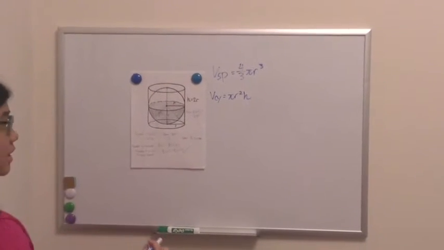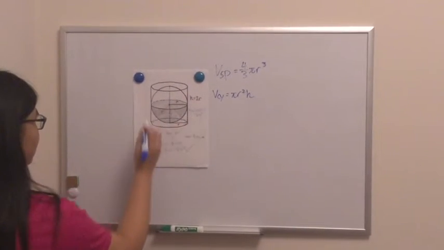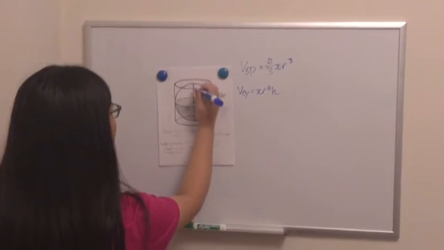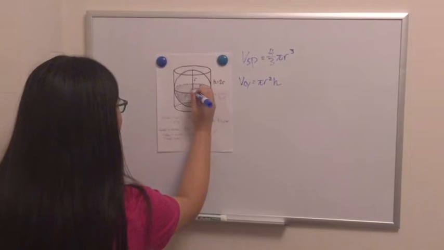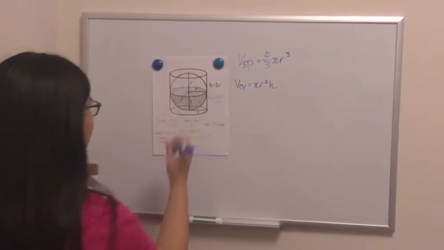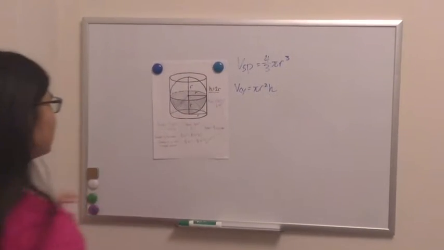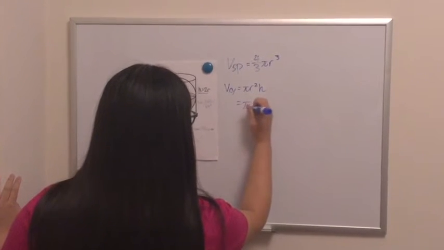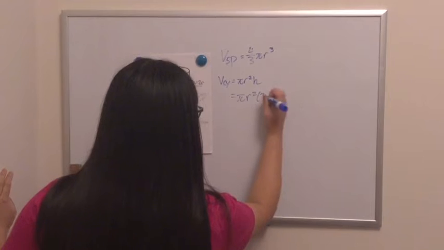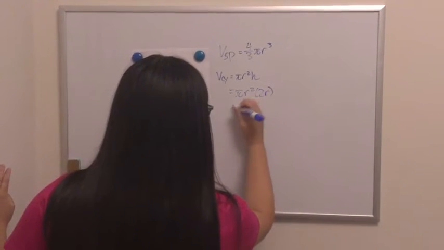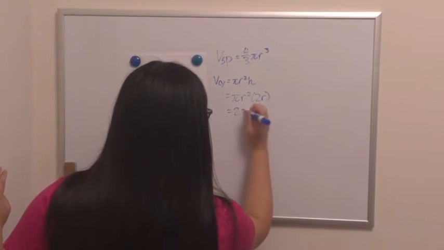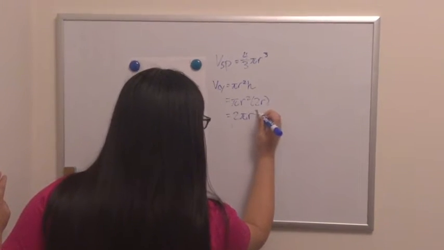Now, as you can see here, since this sphere is circumscribed in the cylinder, we know that this right here is r, and this right here is also r. So the height is 2r. So we can substitute that for the cylinder: pi r squared times 2r, which goes down to 2 pi r cubed.